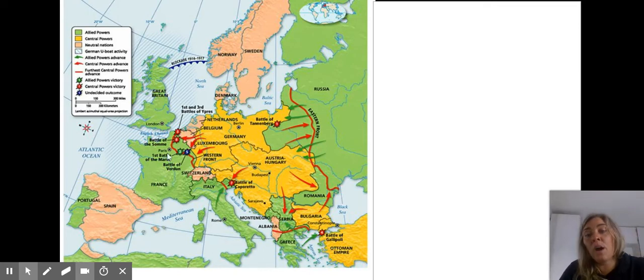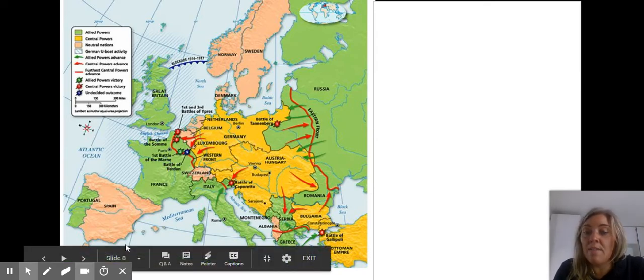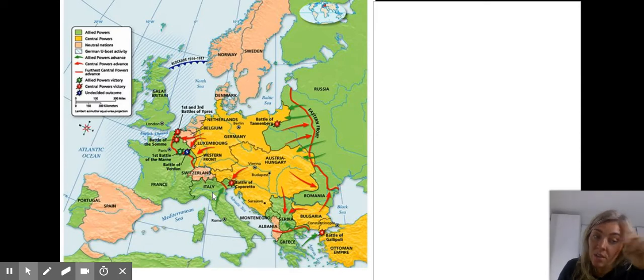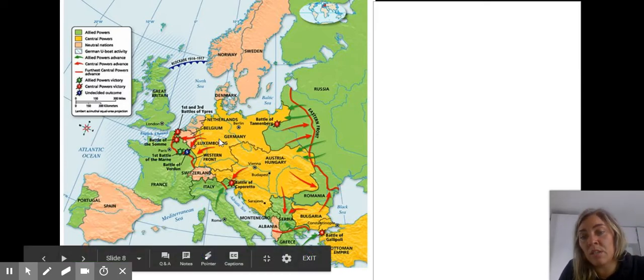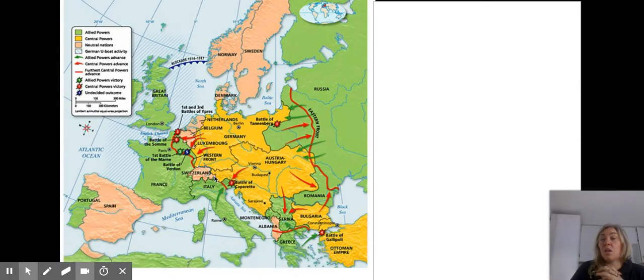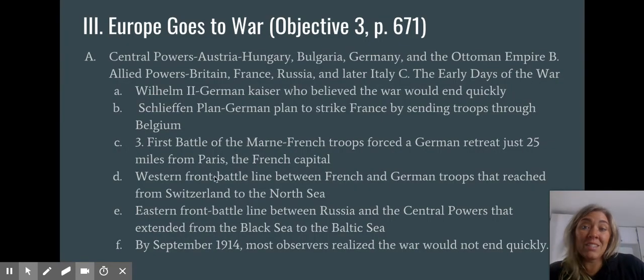So Great Britain had already been promised to have France's back, and then they all go to war. Here's a little caveat. Italy gets mad because they think that Germany started trying to start a war, so they actually switch sides, which is a good call because they lost otherwise. Okay, so that was complicated, but that's the why.